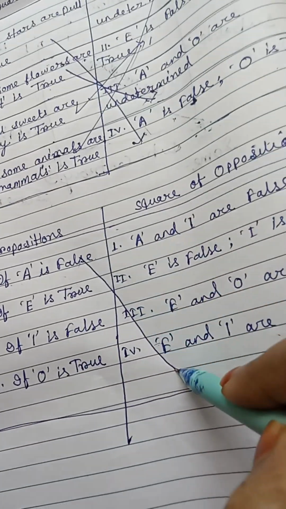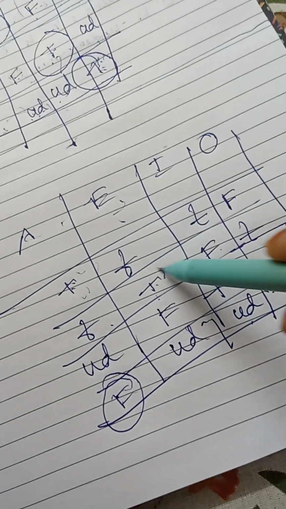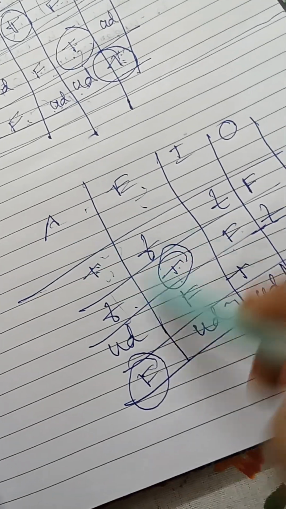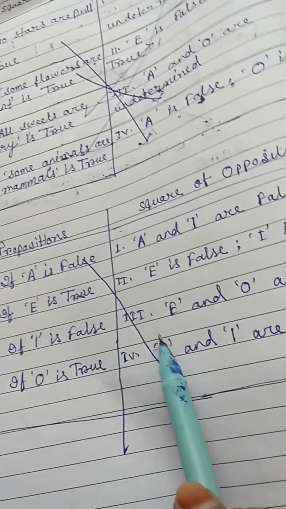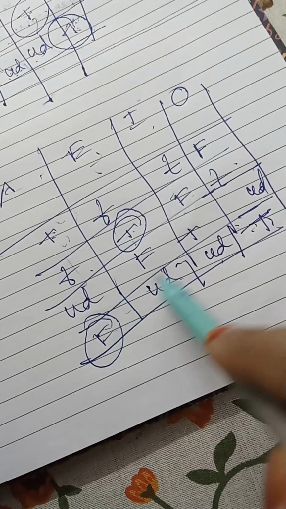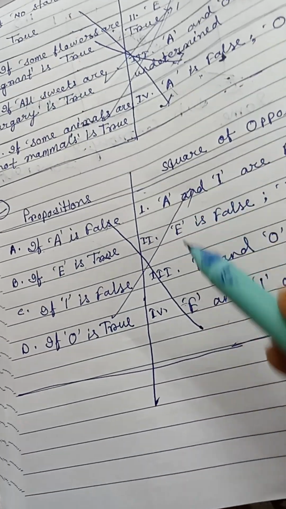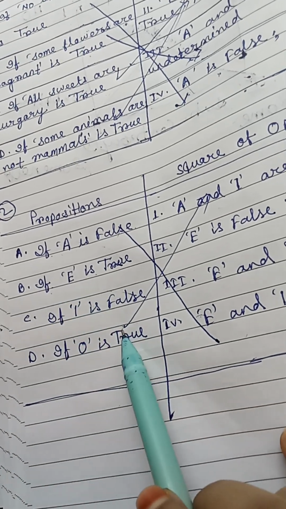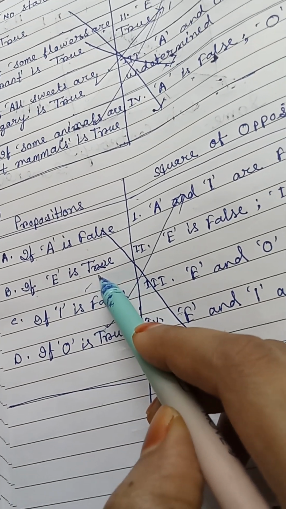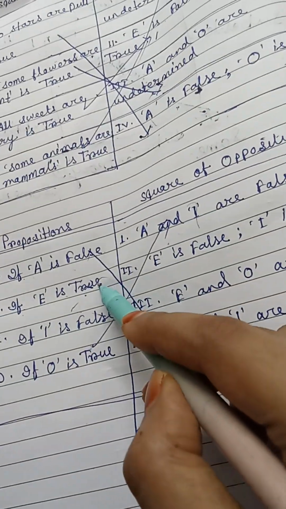Yes, so that one. Now if E is true, then what is the room of E? E is true. Then A, I, O, A and I are false. So see, A and I are false. Yes, we have matched. Now, oh sorry, this E is... no, I have done wrong.